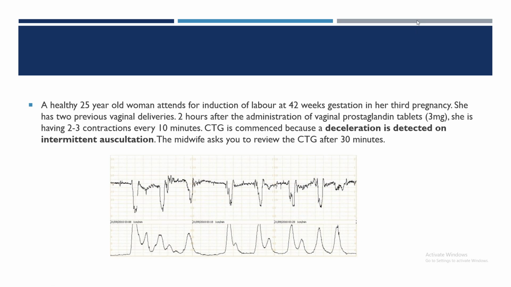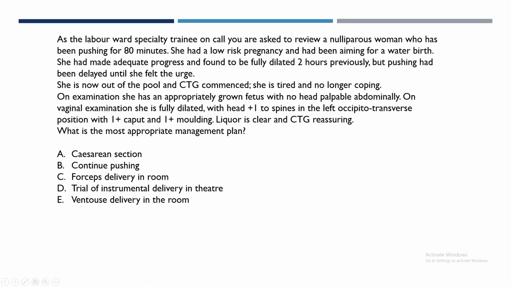Ma'am, in the previous question, why not in the labor room? Because whenever you are going to classify this delivery, the station is +1 only. You have to do only low and outlet deliveries in the labor room. Mid forceps deliveries, you have to do in the theater. Mid plus rotational deliveries, you have to do in the theater. It is a rotational forceps and +1 only.